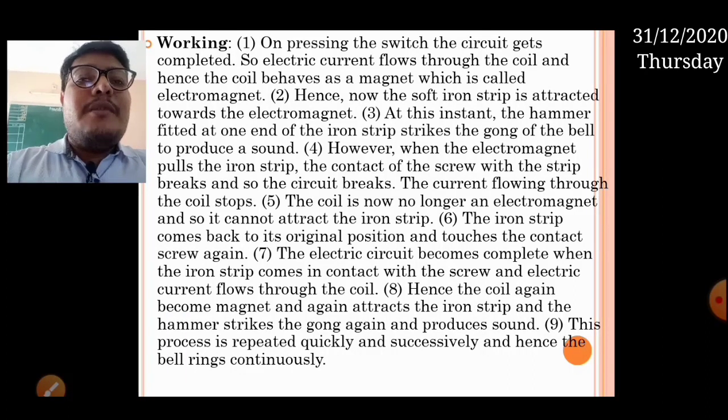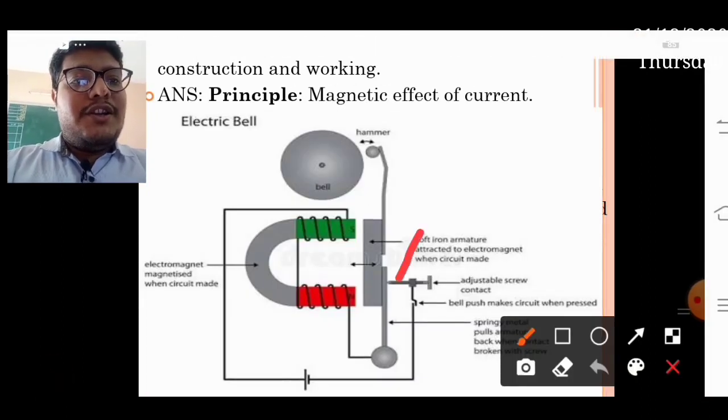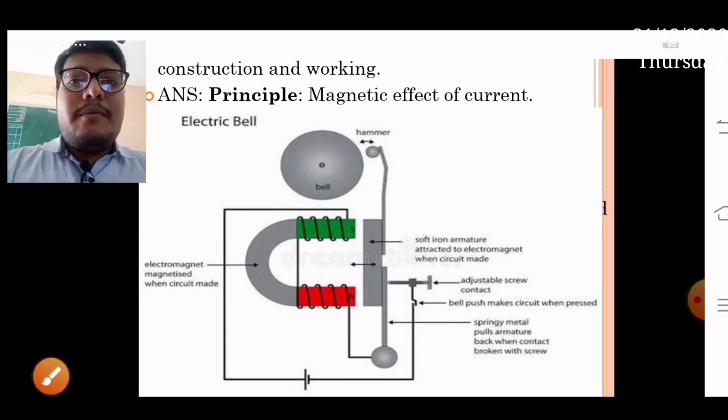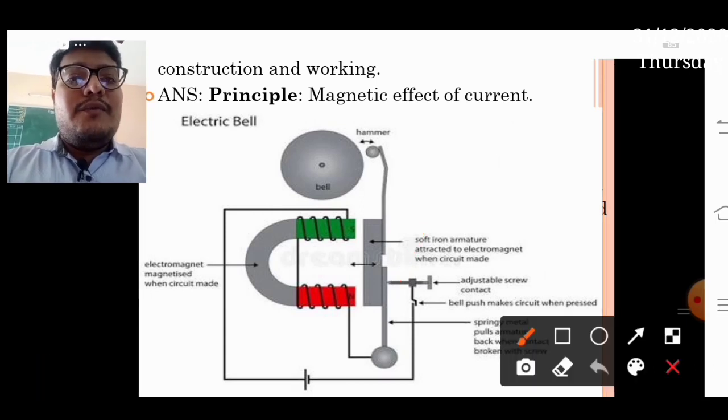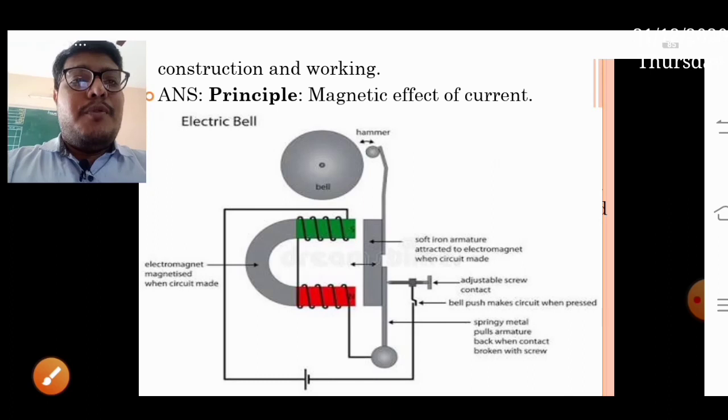When the iron strip comes in contact with the screw, electric current flows through the coil. Now again it is in contact. Again, when it comes back, it will touch here. So again your circuit is complete now. So again this one will behave as an electromagnet. Again it will attract and again the bell will ring. So this is your process, right?